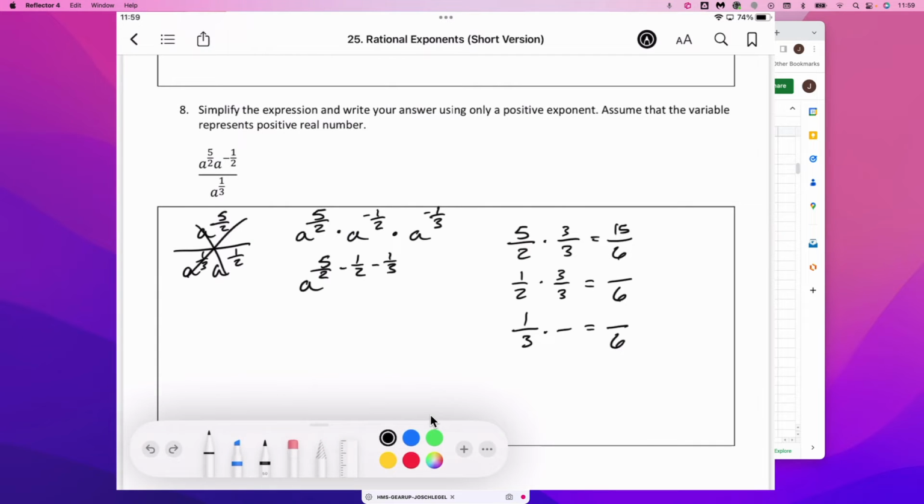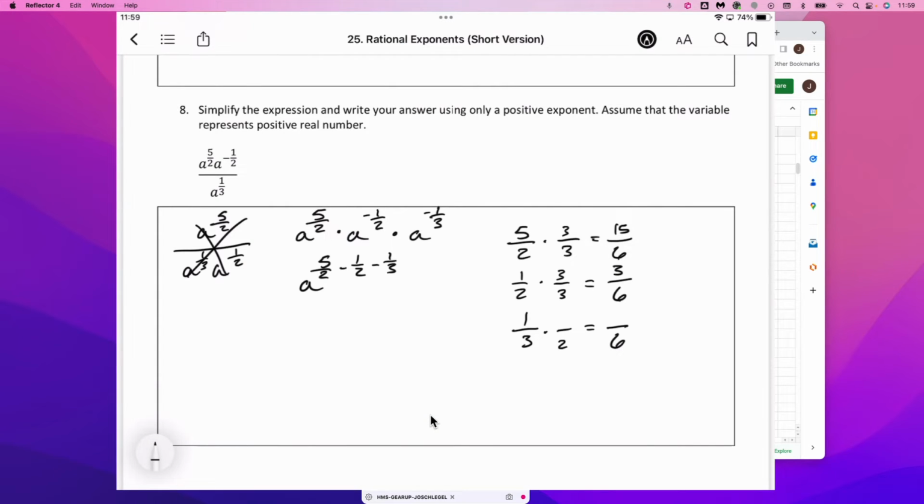Cannot write today. And then from 3 to 6, I need to multiply by 2. That gives me a numerator of 2. So we get to replace those values with those equivalent fractions. So we've got 15 over 6 minus 3 over 6 minus 2 over 6. So 15 minus 3 is 12. Minus 2 is 10. So we get a to the power of 10 over 6, which simplifies to a to the power of 5 over 3.